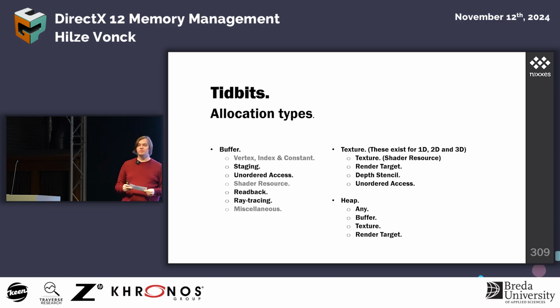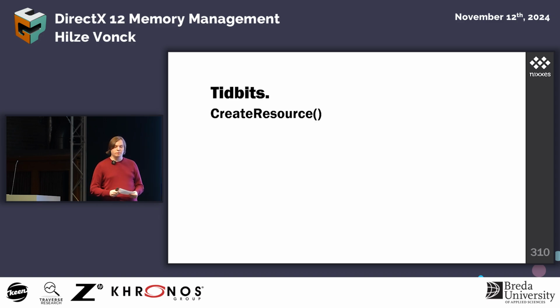The user, however, can specify any type that it wants, so it doesn't necessarily have to match what we would automatically detect. Next up, we've got a create resource method, which is basically a big wrapper for memory allocations.